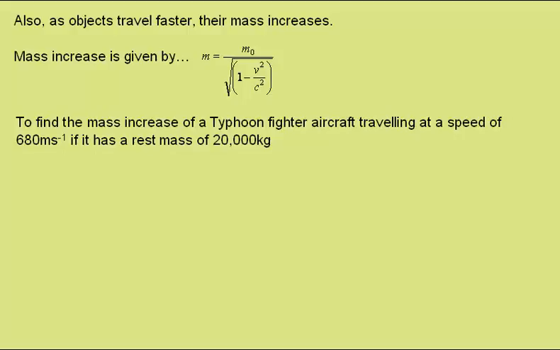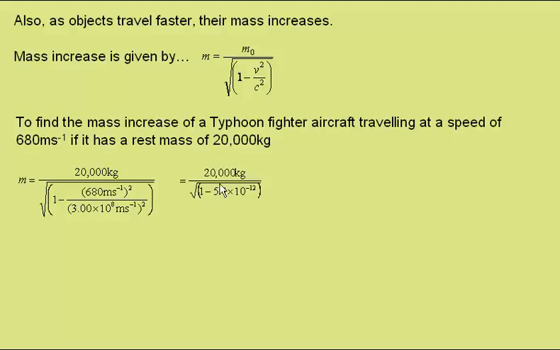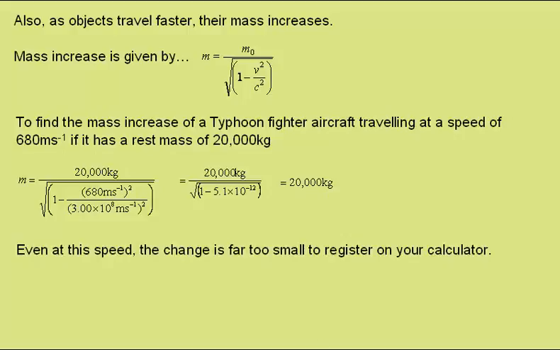Let's find the mass increase of a Typhoon fighter aircraft if it's travelling at a speed of 680 meters per second, with a rest mass of 20,000 kilograms. I've put the numbers here into the equation, but 680 meters per second is so small compared to the speed of light, 3 times 10 to the 8 meters per second, that we end up with this: 20,000 kilograms over 1 minus 5.1 times 10 to the minus 12. Now this will not register on your calculator, it comes out as just 1. And so effectively we have a mass of 20,000 kilograms. Even at this speed, twice the speed of sound, the change is far too small to register on your calculator.